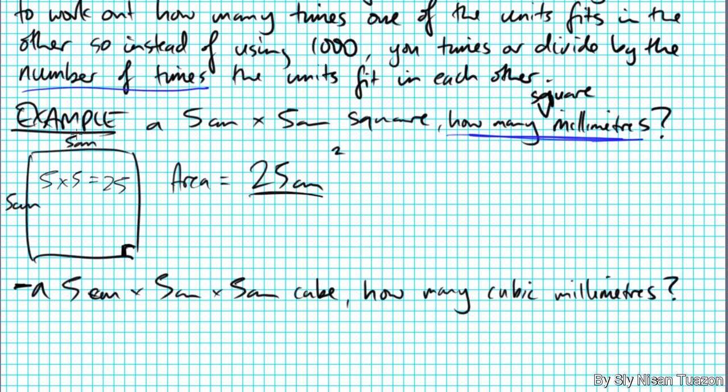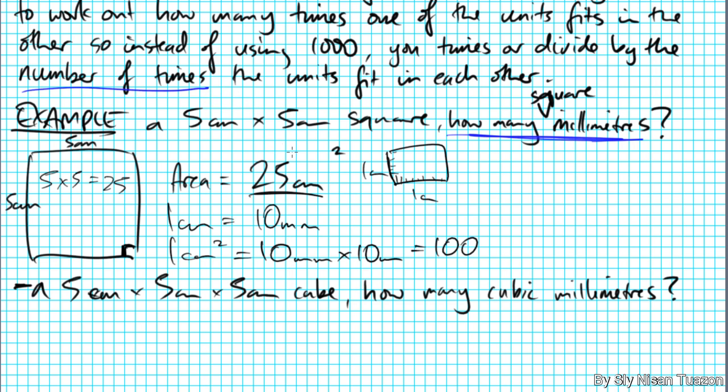Alright? So 1 centimeter is made up of 10 millimeters. So 1 square centimeter is going to be 10 mils by 10 mils. There's going to be a little square like this. That's a centimeter on each side, but 10 mils along each side. So that's going to be 100 millimeters squared.